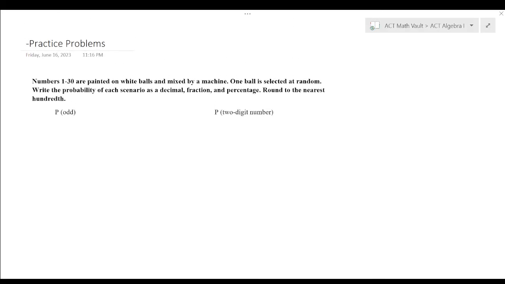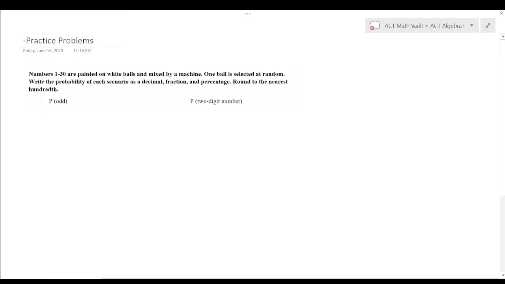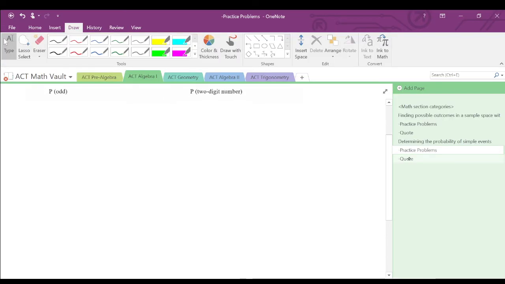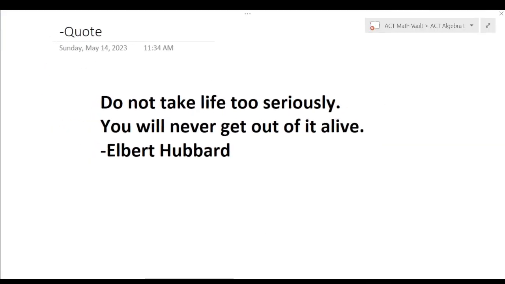And here are the 2 answers. For the odds, half of the numbers from 1 to 30 would be odd. And then the next one's tricky. If it's a 2-digit number, there are technically 21 numbers, so you might want to count those off. That ends up being 0.7 or 70% of the balls that have 2-digit numbers. So I hope that helped you in some way.